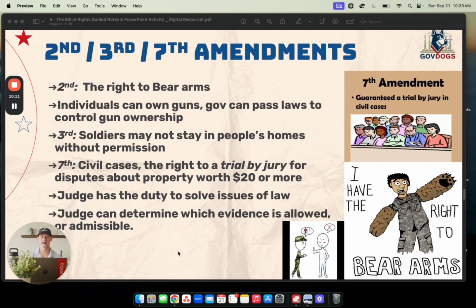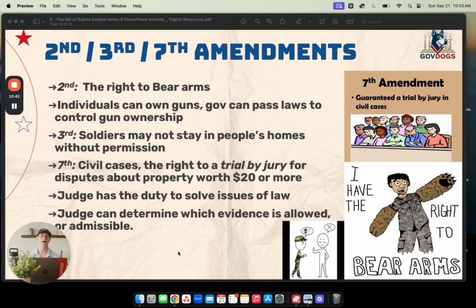So the Second, Third, and Seventh Amendments. The second is the right to bear arms, so you are allowed to possess a firearm as an American citizen. Individuals can own guns, but government can pass laws to control it. For example, gun laws in Florida are a lot different than gun laws in New York, and in Wyoming they are a lot different than in Los Angeles. You probably don't need a semi-automatic weapon in Los Angeles, but you might need one in Wyoming to protect your farm. So the local and state governments get to decide what that means, but you do have the right to possess a firearm as an American.